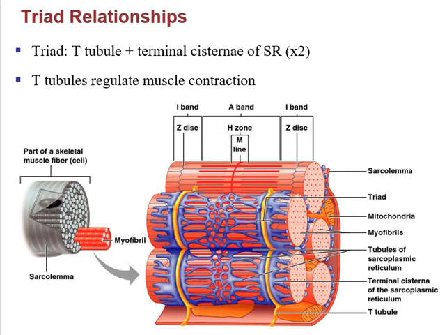Here we can see the triad relationship that T-tubules and the sarcoplasmic reticulum share. Now on each side of a T-tubule, you have the ends of a sarcoplasmic reticulum abutting it. The ends of a sarcoplasmic reticulum are called terminal cisternae. So two terminal cisternae next to a central T-tubule make up three structures known as a triad. They are responsible for a step in skeletal muscle contraction called excitation-contraction coupling. So together, these structures are going to be able to regulate muscle contraction.